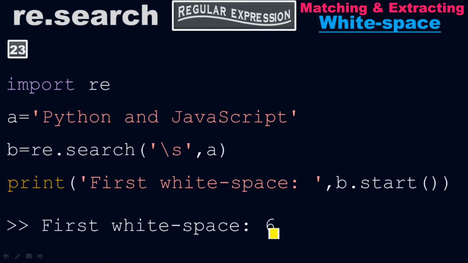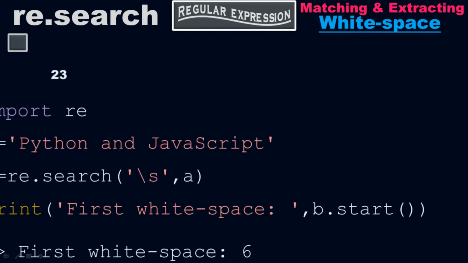Therefore, it returns 6. I repeat it. Indexing number always starts from 0. We have 0, 1, 2, 3, 4, 5, 6. So the first white space lies at index 6. Therefore, it returns 6. It is because of this formula, b dot start. So we are matching and extracting the index number of the white space, not only the white space, the index number for the white space by using the search with a regular expression.